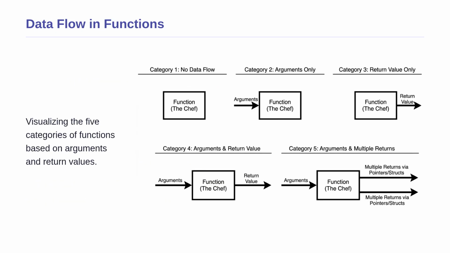Now that we understand the math, let us visualize the 5 categories we will be working with. Look at this diagram showing the data flow for each type. The central box in each row is our function, or our chef. Notice how the arrows change. Sometimes data only flows in, sometimes it only flows out, sometimes both, and sometimes neither. In the final category at the bottom, you can see a special case where multiple pieces of data flow back out. We are going to walk through each of these 5 categories one by one.